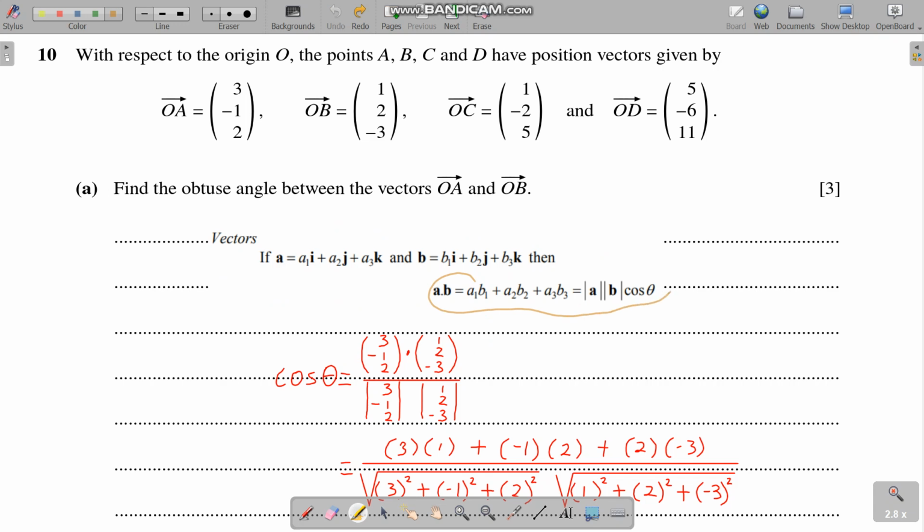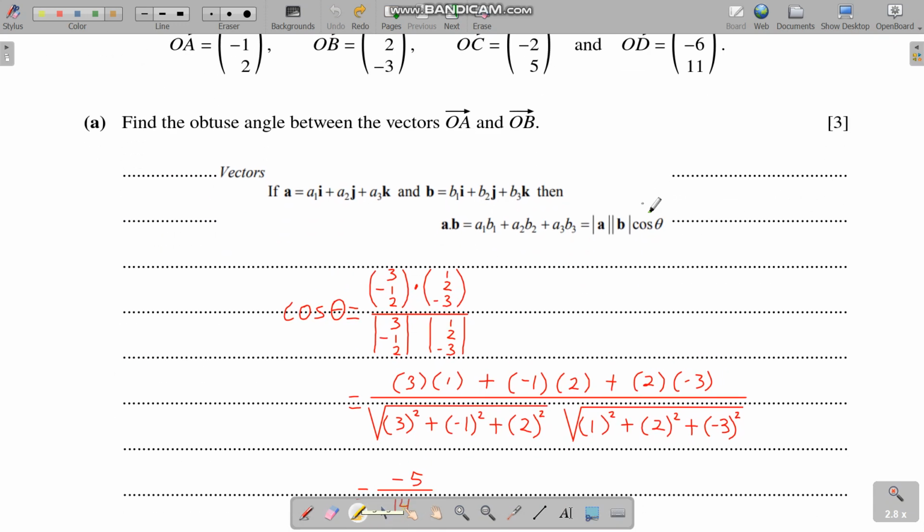We use the dot product. So if you rearrange here, you divide both sides by the absolute value of A, absolute value of B, and this is what we get. So cos theta equals A dot B divided by the absolute value of A, absolute value of B.